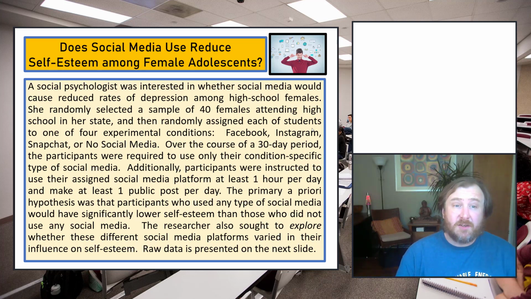A social psychologist was interested in whether social media would cause reduced states of depression among high school females. She randomly selected a sample of 40 females attending high school in her state, and then randomly assigned each of the students to one of 4 experimental conditions: Facebook, Instagram, Snapchat, or no social media.